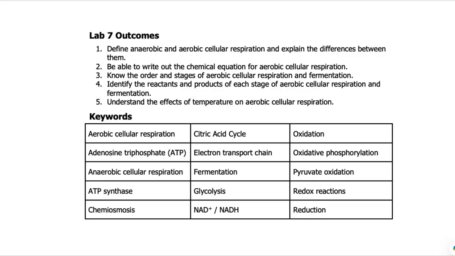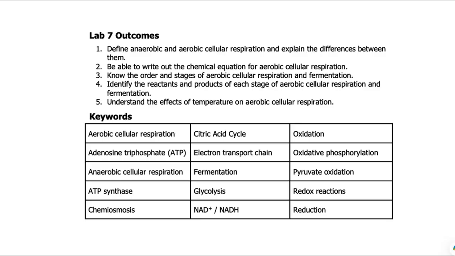In order to do that, we need to define our learning outcomes. We're going to be able to define anaerobic versus aerobic cellular respiration. We want to be able to explain the differences between those different processes. We're going to look at the chemical equation for aerobic cellular respiration. We want students to know that reaction, the inputs and the outputs.